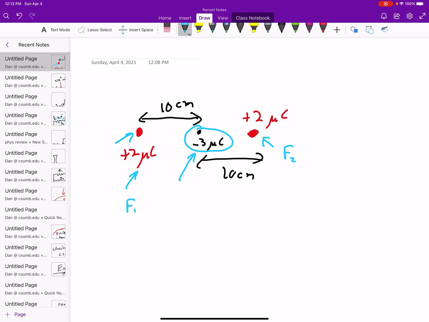I could do that right now. I know that the central charge is going to be attracted to the leftmost charge, so it's going to experience a force to the left. And of course, this charge will experience a force to the right, but I don't care. This charge here will experience a force to the right, but that's not what I'm interested in. So I'm only interested in the force that the central charge experiences, in this case, as a result of its attraction to the other charge here, the plus 2 microcoulomb charge.